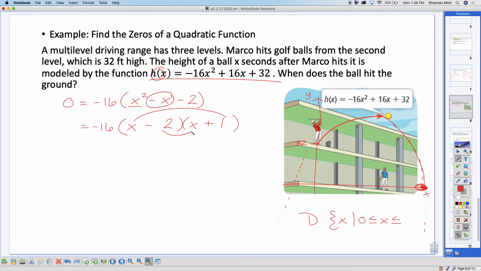That was easy. Now I have to set everything equal to what? 0. Now, can negative 16 equal 0? No, because there's no variable there, right? If I put a variable, the answer would be 0, wouldn't it? But there's no variable, so this doesn't work. When I set this equal to 0, I get x equals 2. When I set this equal to 0, I get x equals negative 1.